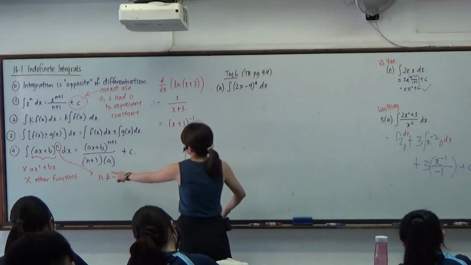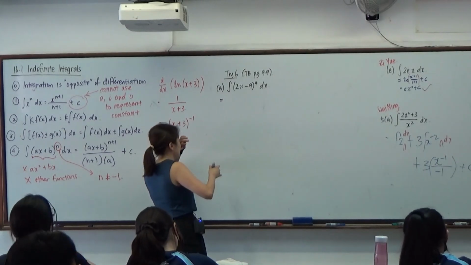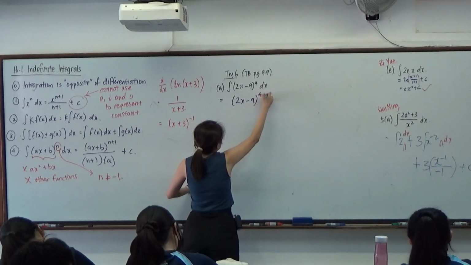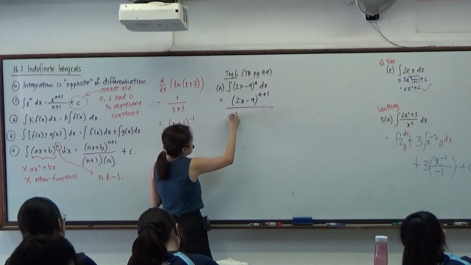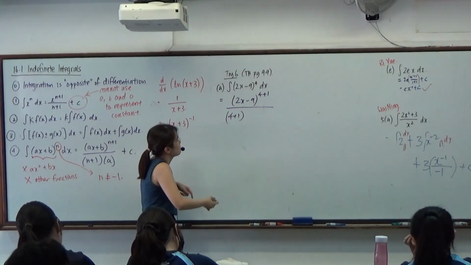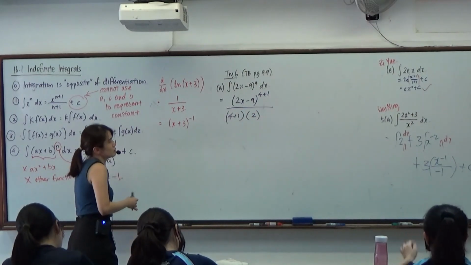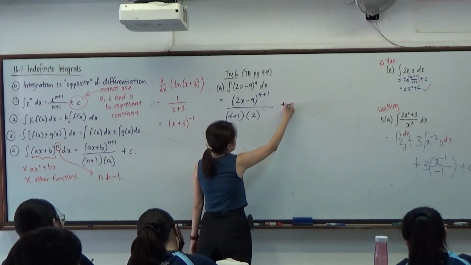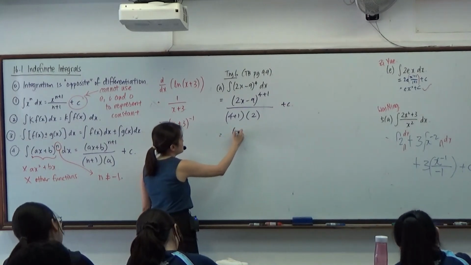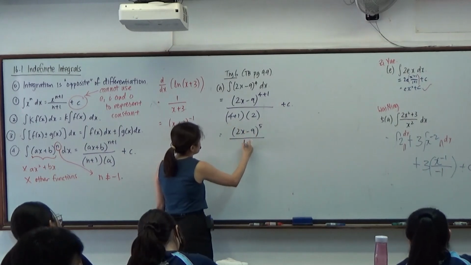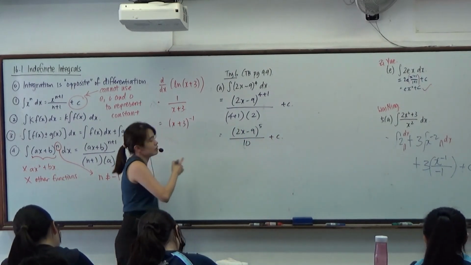Power of 4, using our fourth rule which we have just learned, is that we will get power plus 1 divided by the new power, and remember to divide by the coefficient of x, which is 2, and then not forgetting the plus C. So we will get this as an answer.